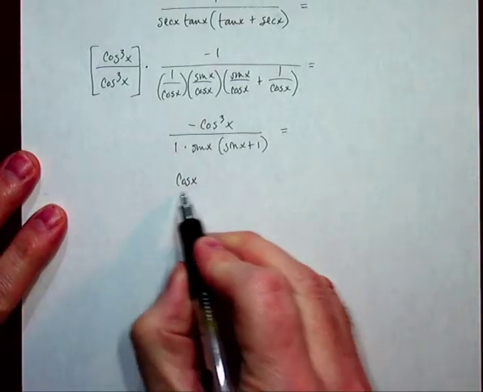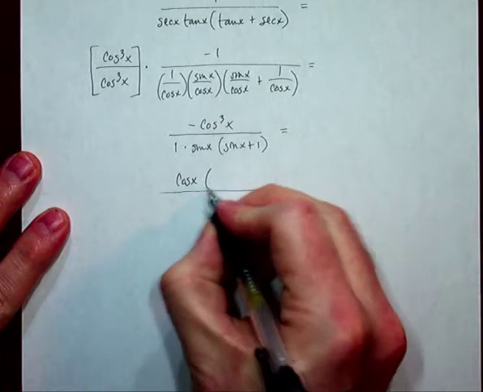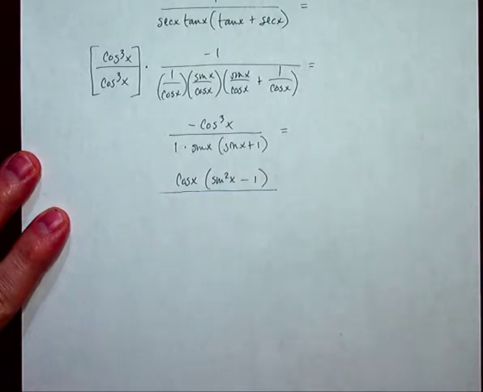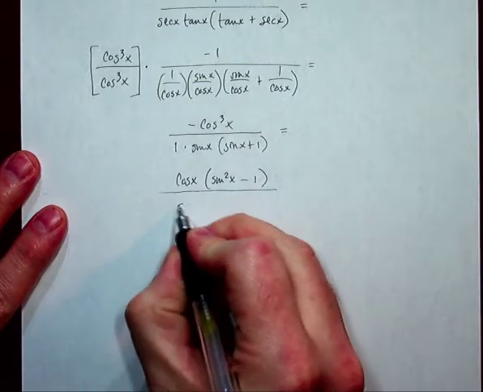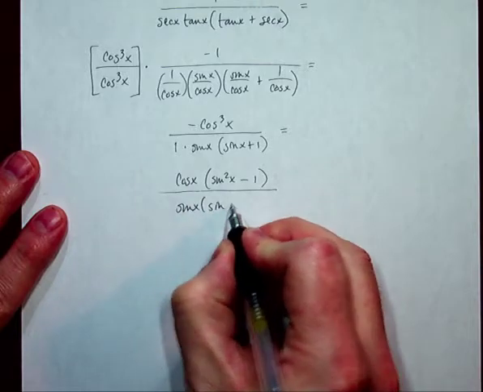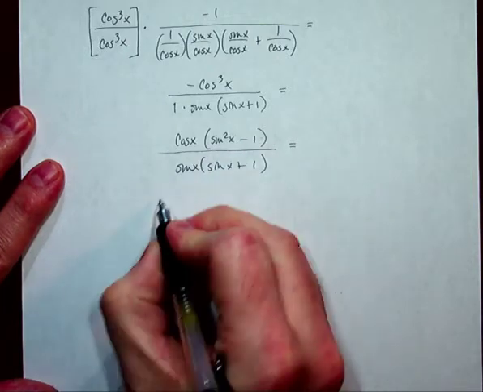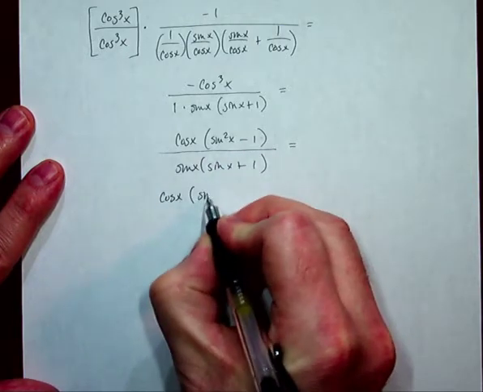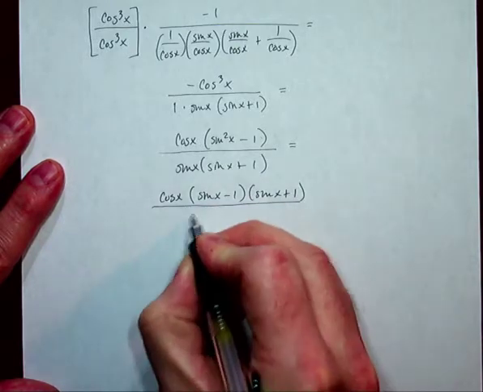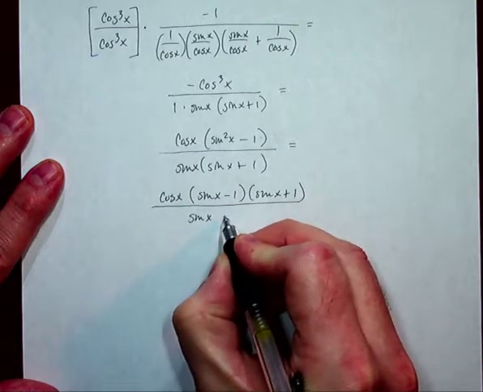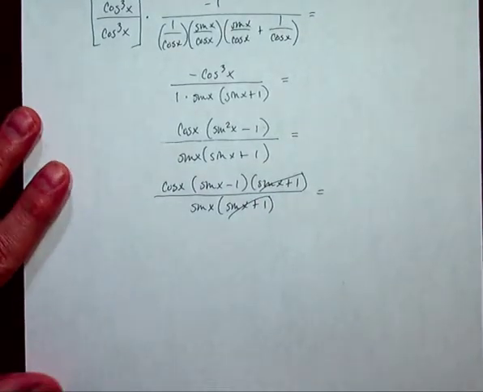Well, cosine squared is 1 minus sine squared. But negative cosine squared is just the difference flipped, okay? So basically this right here is negative cosine squared. And of course, at this point, you should recognize what you're going to be doing. You're going to be factoring this right here. So you're going to have cosine x, sine x minus 1, sine x plus 1, all of that over sine x, and then sine x plus 1. Boom, boom, those factors cancel out.